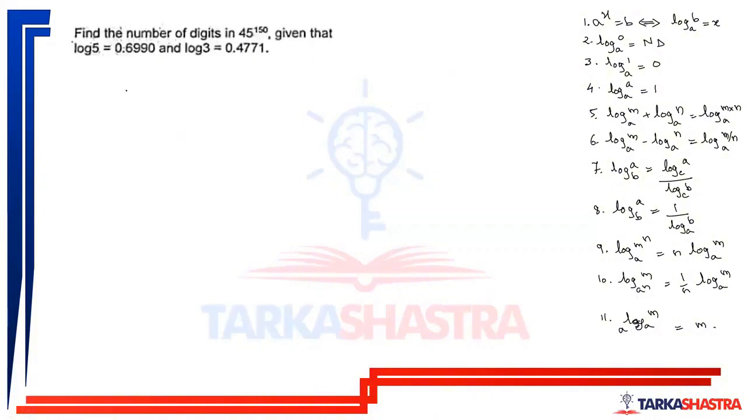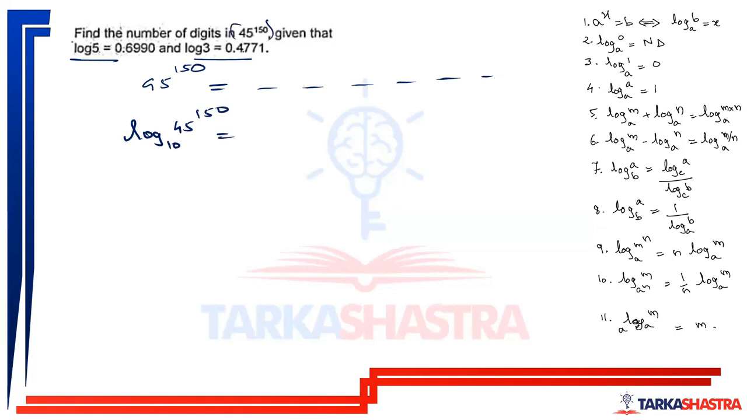Now try to understand what we are doing here. Find the number of digits. So 45 to the power 150 will have a lot of digits, right? We have to find the number of digits and we have been provided with this. What do we do? Try to understand what I am doing. This is log 45 to the power 150 to the base 10.